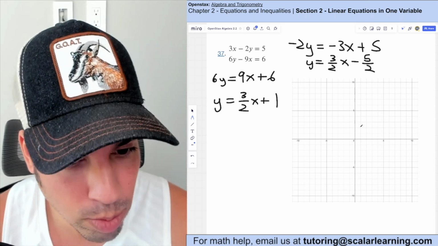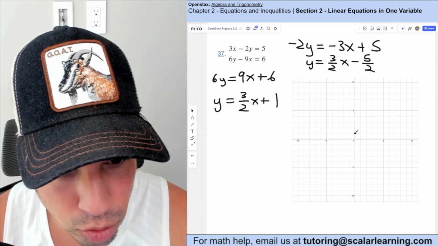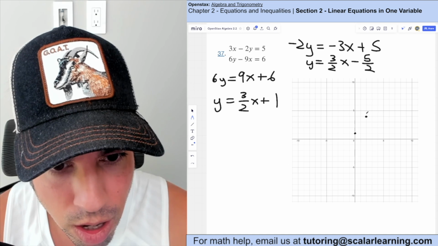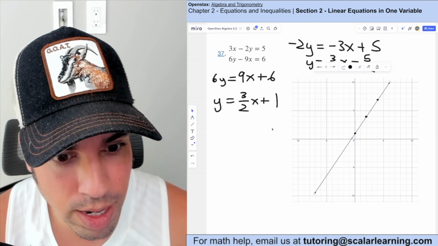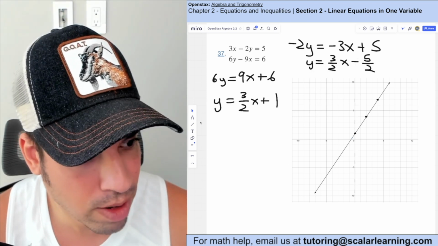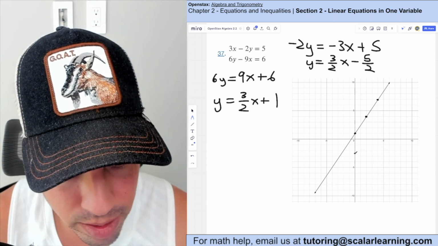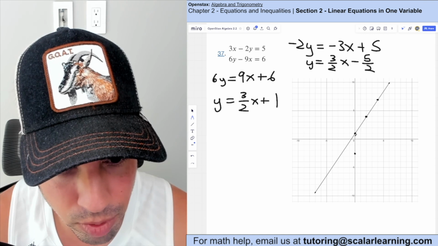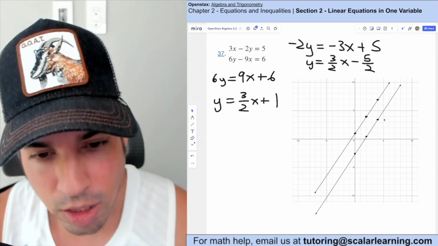So I'm going to start by this one by graphing that y-intercept. That's right there. And then it's a slope of 3 over 2. So I'm going up 3 over 2, up 3 over 2. So there's my line for the first one. Now let's go to the other one. So it's 3/2 x minus 5/2. So my y-intercept is -5 over 2, or -2.5, which is right here. And then again, we're going to go up 3 over 2, up 3 over 2. And there's my line for that one.